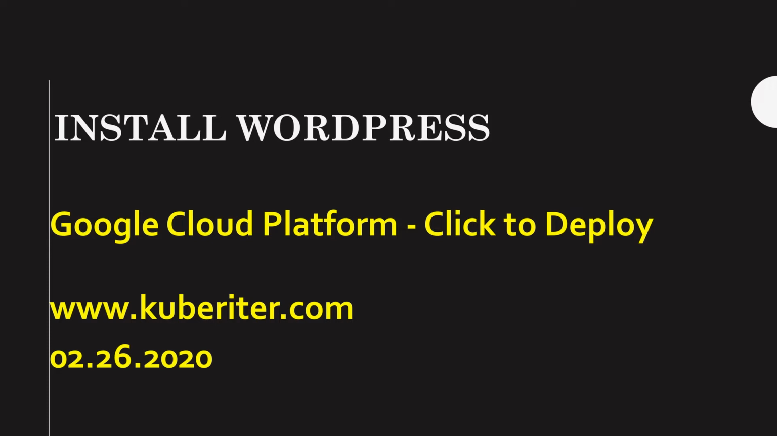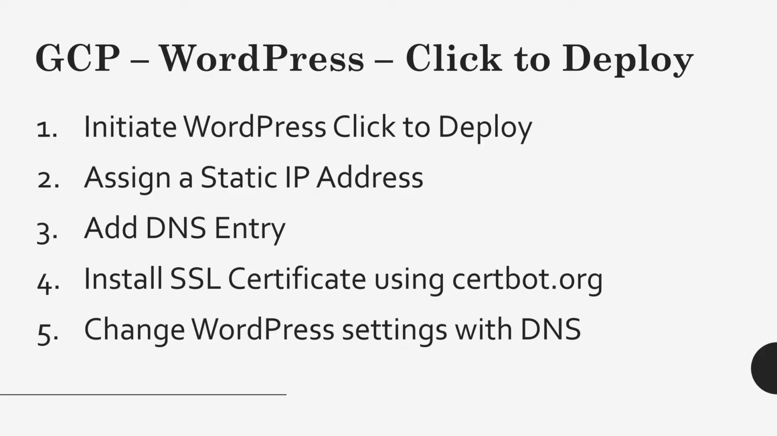Click to Deploy Marketplace. It has simple 5 steps. Log on into Google Cloud Console and initiate WordPress Click to Deploy. By default, the VM comes with an ephemeral IP address, then I have to assign a static IP address.